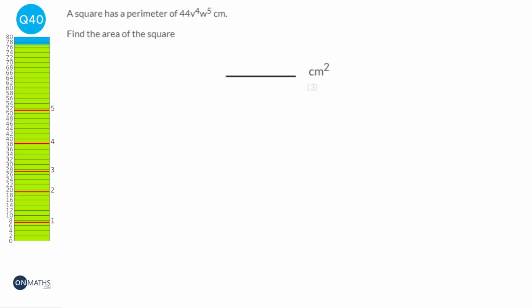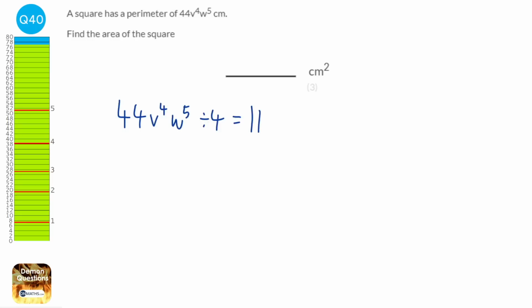So we need to first of all work out what the length of the side of the square is. And to do that, what we do is we get the 44v to the power 4, w to the power 5, and we just divide it by 4. And to do that, all we need to do is just divide the coefficient by 4. So it'd be 11v to the power 4, w to the power 5.